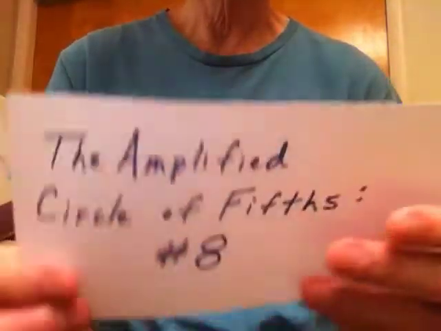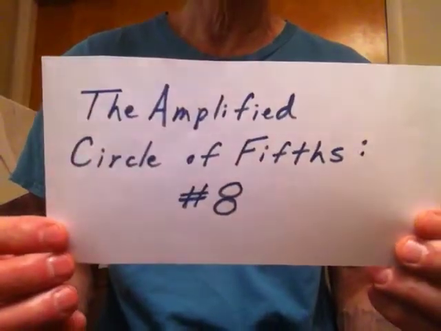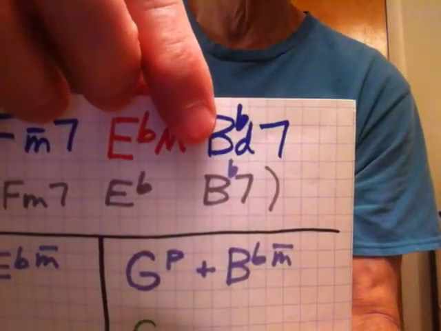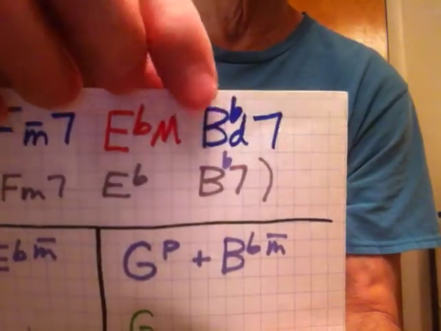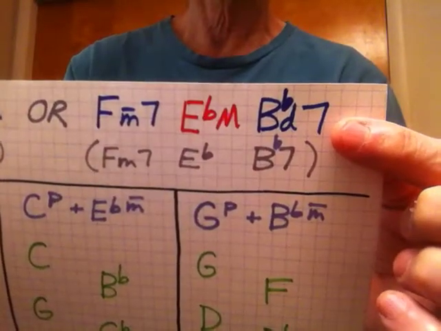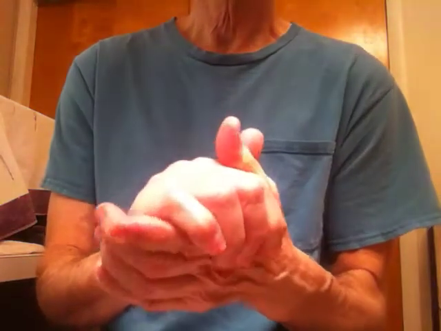In my last video, the amplified circle of fifths, number 8, I made a mistake on the chart that I showed toward the end. It should have been a B flat dominant 7, B flat dominant 7. So I made that mistake and I want to clarify it. Now, in this video, we want to talk about the circle of fifths in such a way that we can take away some of the confusion.